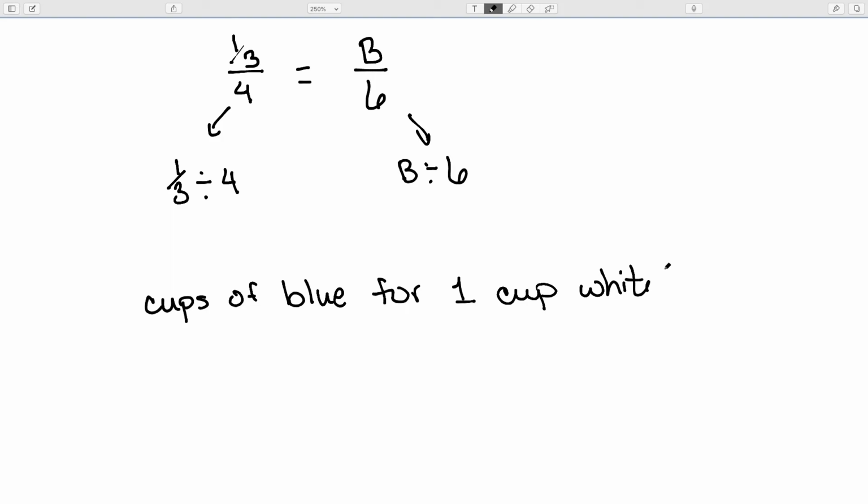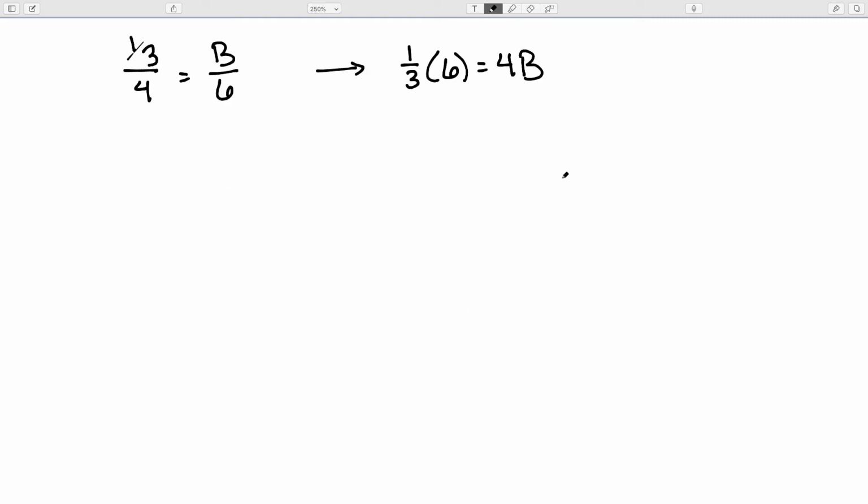And since we want to use the same amount of blue paint per cup of white paint, either way, these two fractions should be equal to each other. So it does make sense to set these two fractions equal. The next thing we do is cross-multiply. 1/3 times 6 is equal to 4 times B.